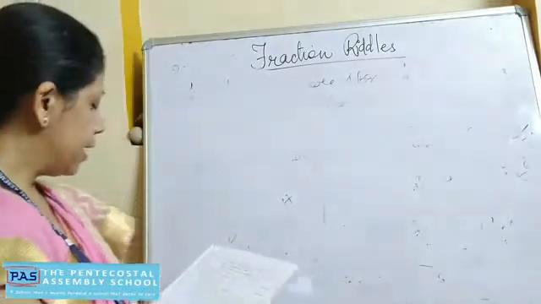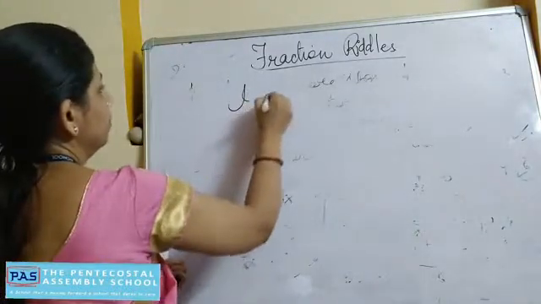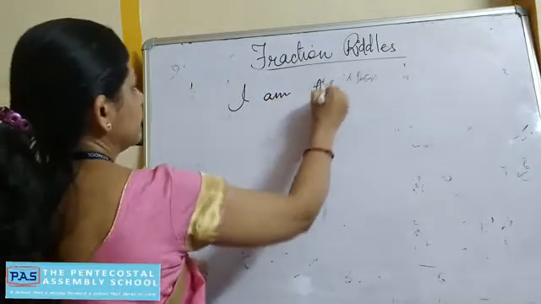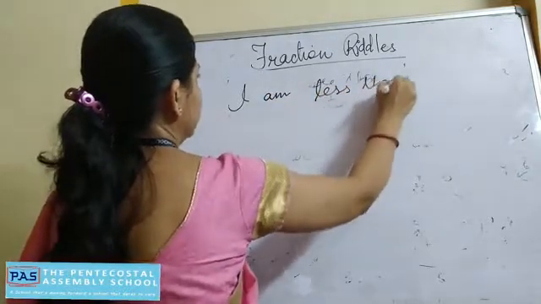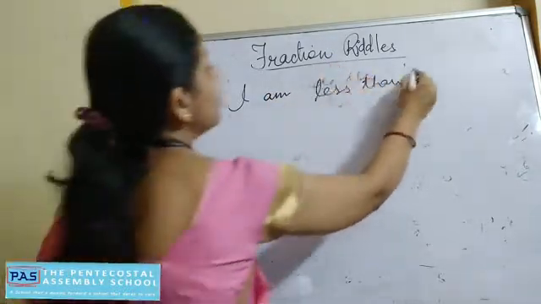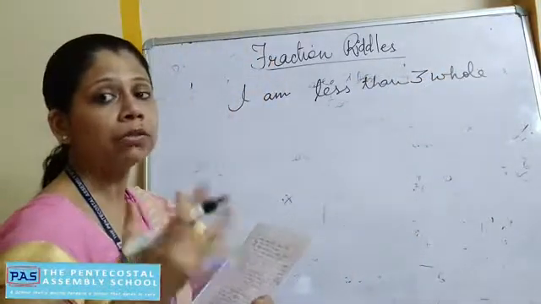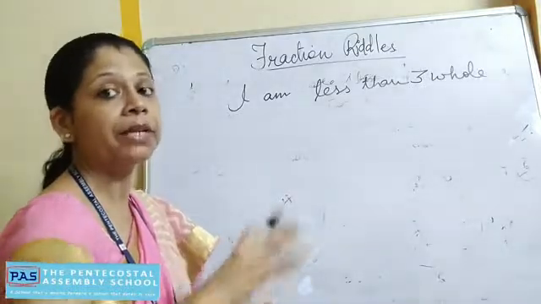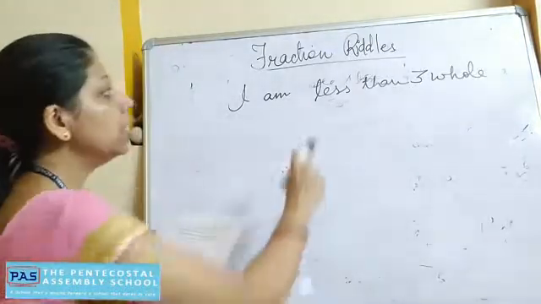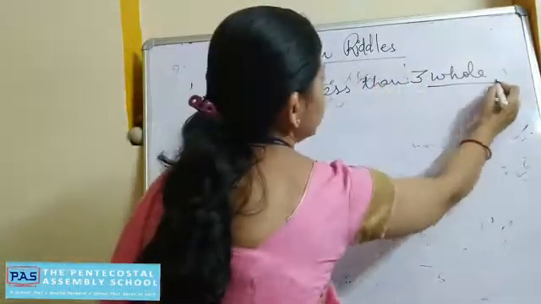I am less than 3 wholes. We have done this whole. What is a whole? How does the concept of fraction come? By dividing the whole into equal parts. So that is a whole.